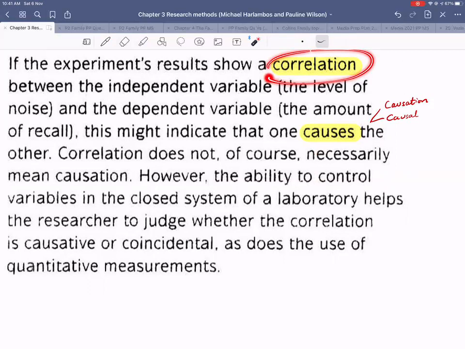a possibility of causation, and that is why we're using the term. Then that is why this says it might indicate. We're not being sure, we're not being 100% certain, but yes, there's a possibility कि अगर दो links के बीच में variable है कि एक variable दूसरे को cause कर रहा हो. Clear, dear? However, the ability to control variables in the closed system of laboratory helps the researchers to judge whether the correlation is causative or coincidental.